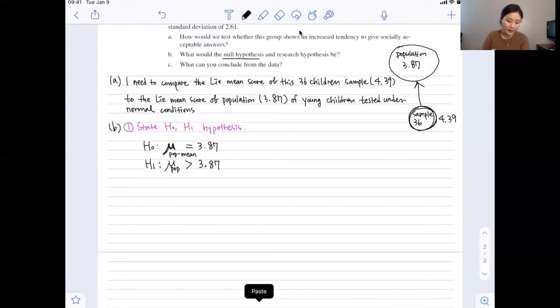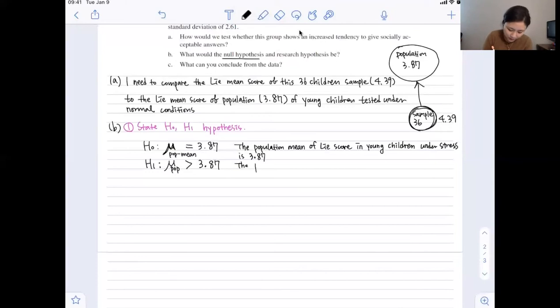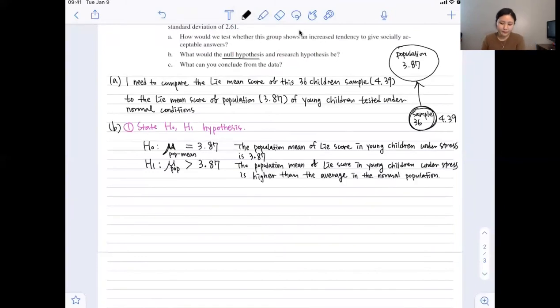If you want to write the hypothesis in words, I would write it as the population mean equals 3.87. And my alternative hypothesis, I would write it as the population mean is greater than 3.87. So you can write the alternative and null hypotheses in both mathematical notation or in words.